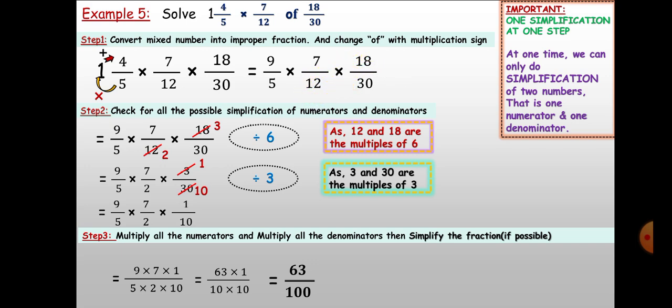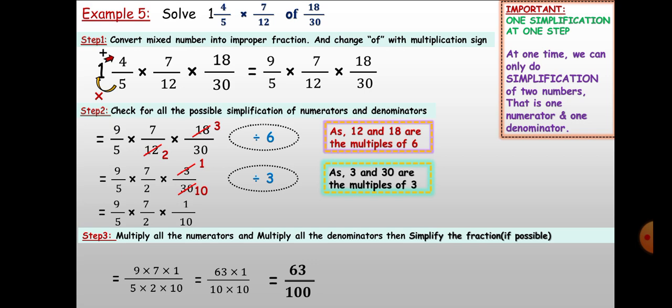So you have to check for all the possible simplifications of numerators and denominators. I'm having 9 over 5 multiplied by 7 over 12 multiplied by 18 over 30. So here 12 and 18 are both multiples of 6. So let's divide them. I'm going to have 9 over 5 multiplied by 7 over 2 multiplied by 3 over 30. Then I'm getting that 3 and 30 are both divisible by 3. So let's divide them. Now I'm having 9 over 5 multiplied by 7 over 2 multiplied by 1 over 10. Now no more simplification is possible.